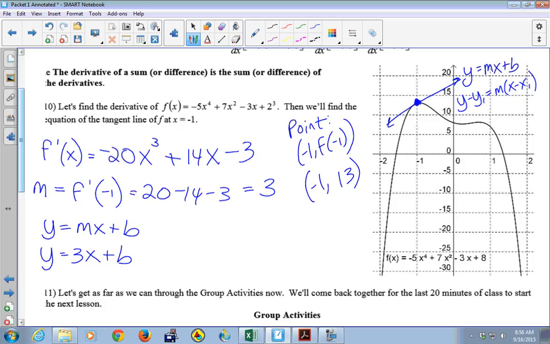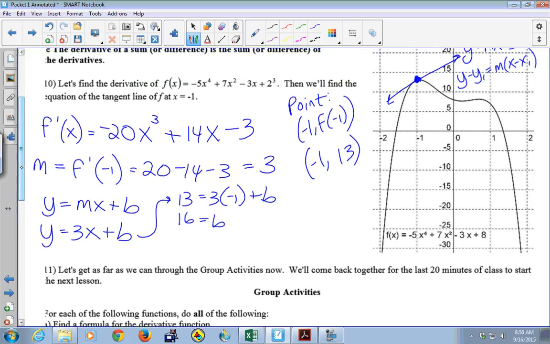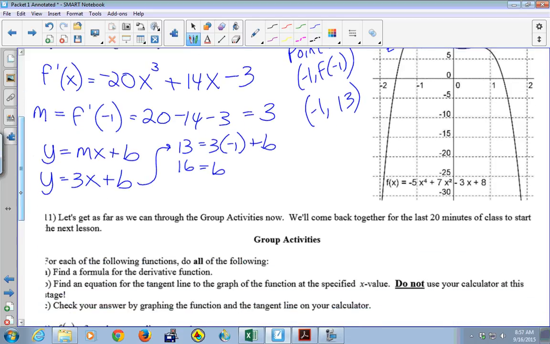So now that I have a point on my line, I use it to figure out b. Right? So I put in 13 for y. Add 3 to both sides, and I get b is 16. So my picture was pretty accurate in that it just looked like the y-intercept was somewhere between 15 and 20. 16 works. So my final equation is going to be y equals 3x plus 16.